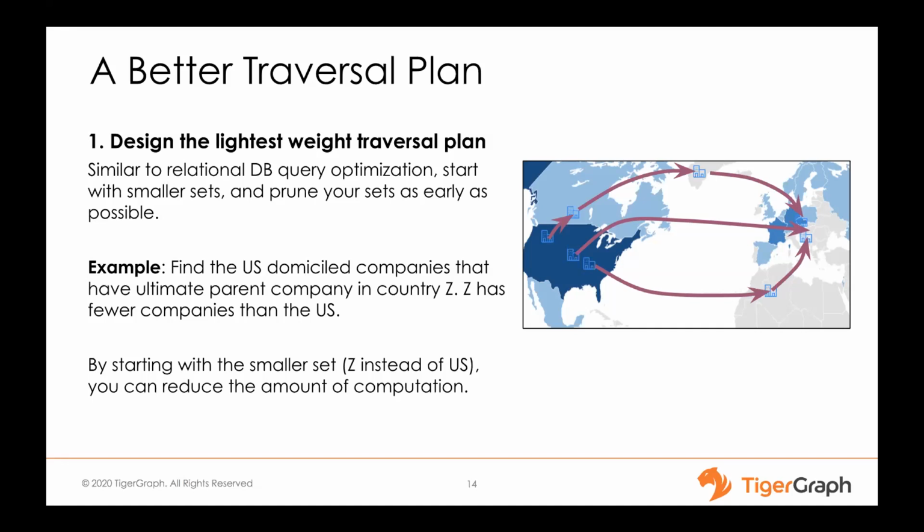Now if we ask a question to this enterprise graph, say, find the US-domiciled companies that have an ultimate parent company in country Z. And Z is a smaller country that has fewer companies than the US, right? What is the best traversal plan? What are the choices? Okay, let's see what the options are.